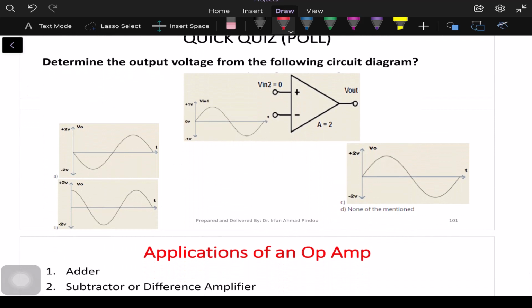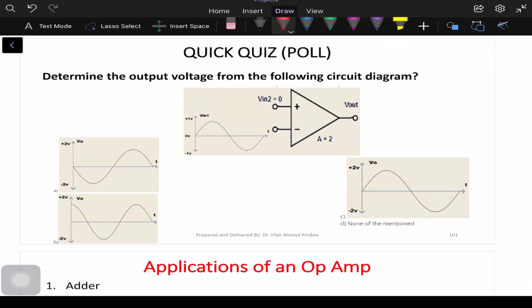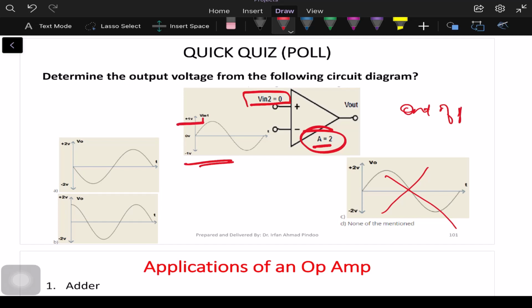Determine the output voltage from the following circuit diagram. So students, where is the voltage given? The voltage right now is given to the minus, because this voltage V into is 0. Then it means that the output will be out of phase. So obviously this diagram is not right. This option is not right. Second thing is, what is the gain value? Because if the value is inverted, that is fine, but how much is the amplification? Twice. So it means if the voltage here is 1 volt, it will be converted to 2 volts. So that is here. So option A is correct.